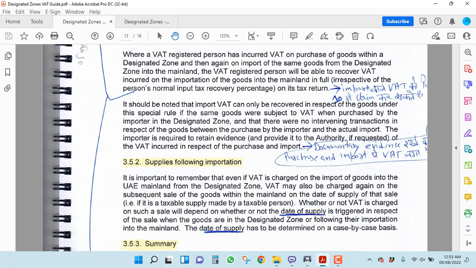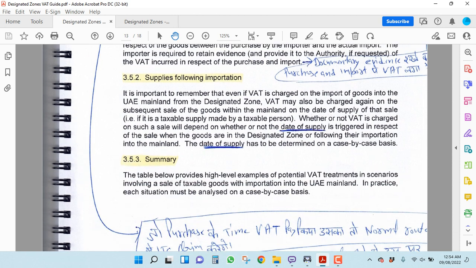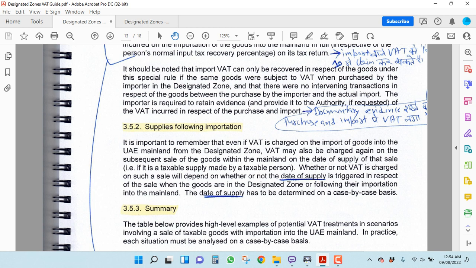It should be noted that import VAT can only be recovered under this special rule if the same goods were subject to VAT when purchased by the importer in the DZ, and that there was no intervening transaction in respect of the goods between the purchase by the importer and the actual import. The importer is required to retain evidence and provide it to the authority, because in this scenario on import of the goods he is not going to pay the VAT, he can recover it. Okay, then he should retain the evidence for everything, how goods are moving, from mainland to DZ and again coming back to him. Okay, like this he has to maintain proper documentation. Authority can ask anytime. Okay, you can't fool the authority by making any kind of planning and bloating.